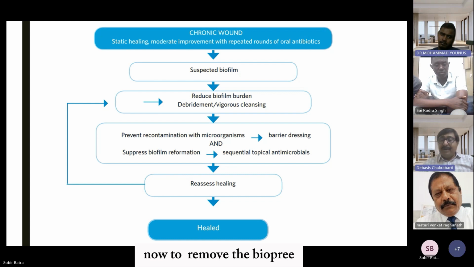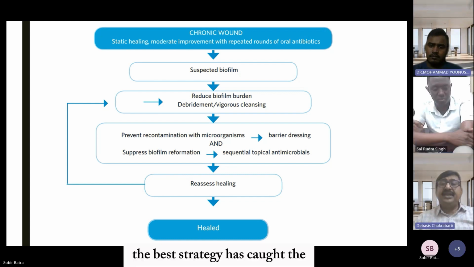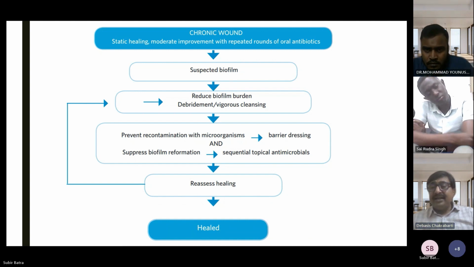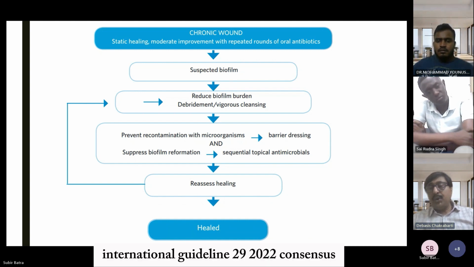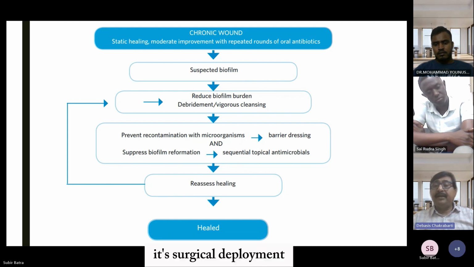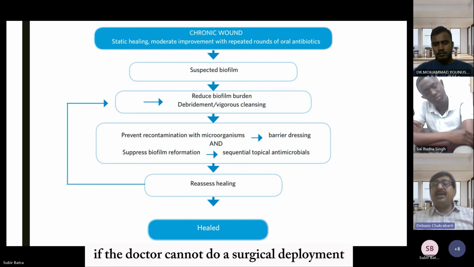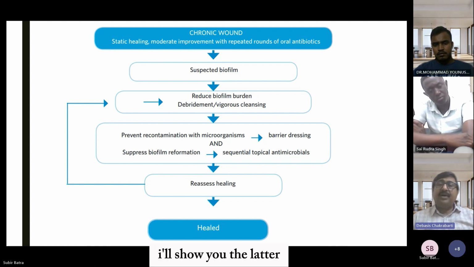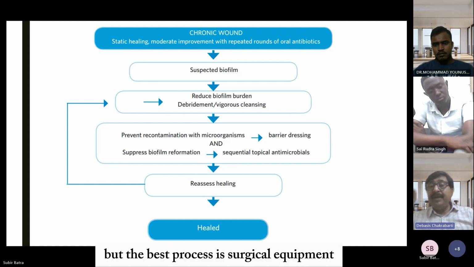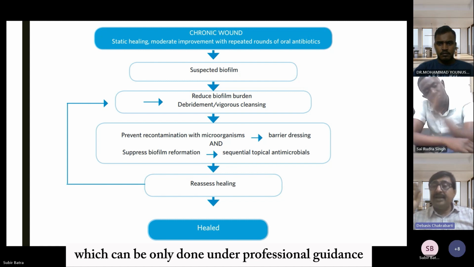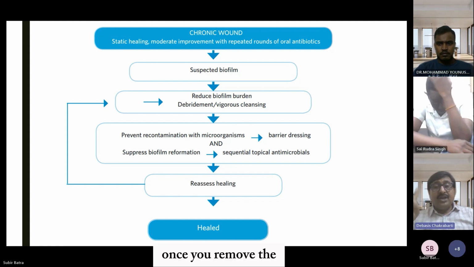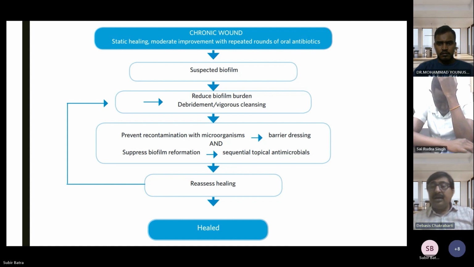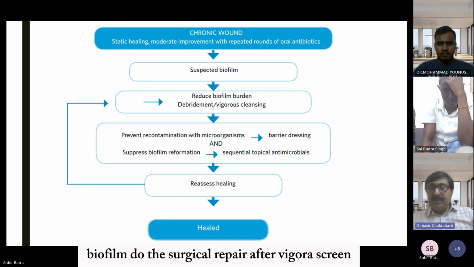Now to remove the biofilm, the best strategy as per the international guideline, the 2022 consensus, is surgical debridement. If the doctor cannot do a surgical debridement, then there are other debridements. I'll show you the ladder of the debridement processes. But the best process is surgical debridement, which can only be done under professional guidance. Once you remove the biofilm, do the surgical debridement.